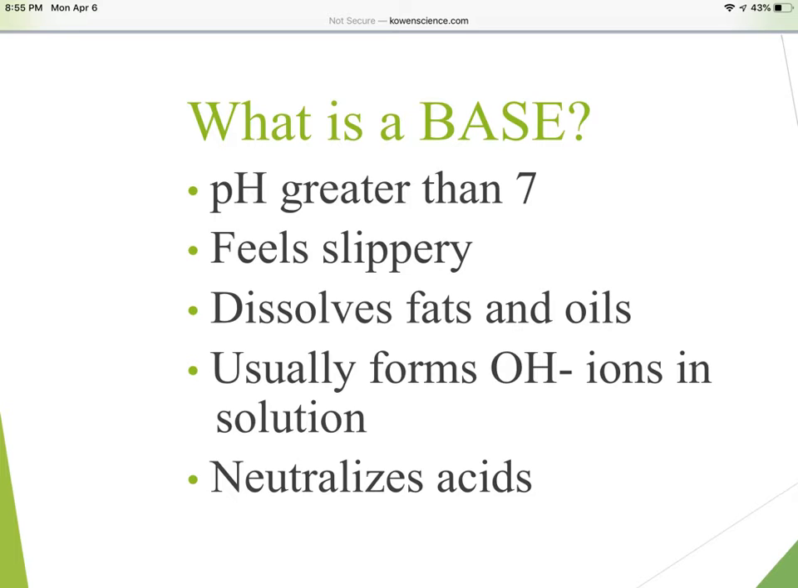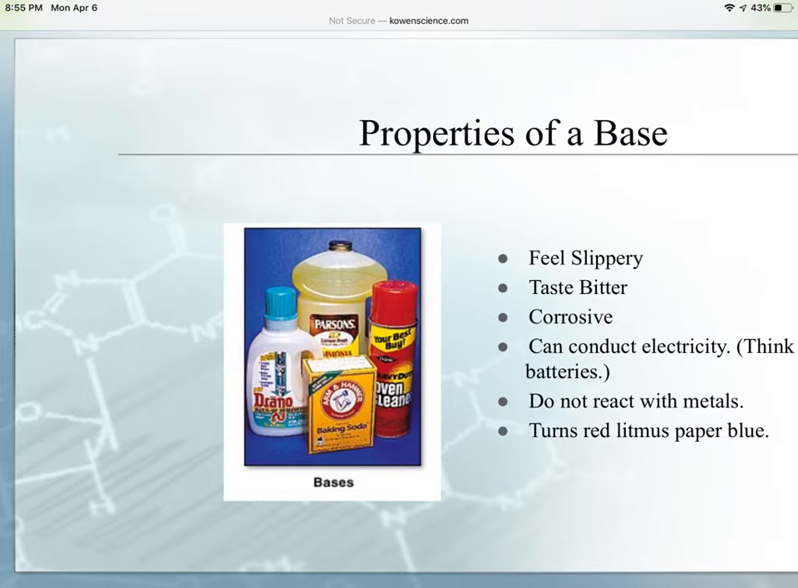They have a slippery feel. That's why soap feels slippery. They dissolve fats and oils. They mix with acids to make salt and water. And the way you tell a chemical is a base is that it has OH. So the properties: they're bitter tasting, they're corrosive, they feel slippery, they can conduct electricity, they do not react with metals, and if you dip litmus paper into the base, it will turn blue.